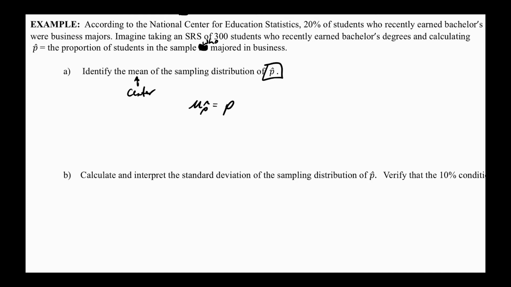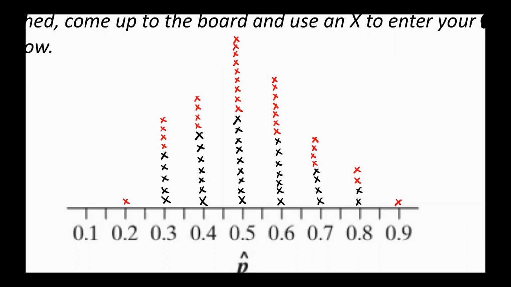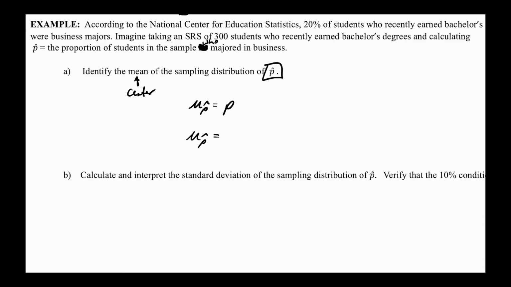So if I were to do all of that, take samples of 300, take samples of 300, and graph them like I did here, they would equal what the parameter is. In this case, the parameter is 20%. No calculations to be done, but unless you understand it, you're not going to be able to do it. Okay. All right.